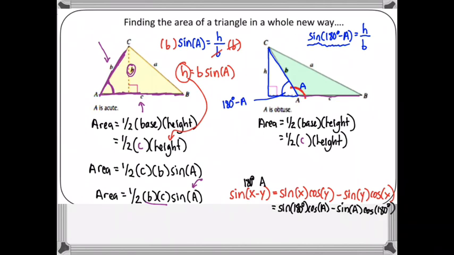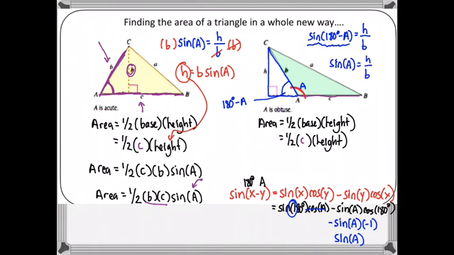Notice that when I start knocking things out, the sine of 180 degrees is 0, so that term is going to cancel out, and that's going to leave us with a negative sine A. The cosine of 180 degrees we know is negative 1, so these two negatives are just going to give us sine A. So that ends up working out to be, funny enough, the exact same thing.